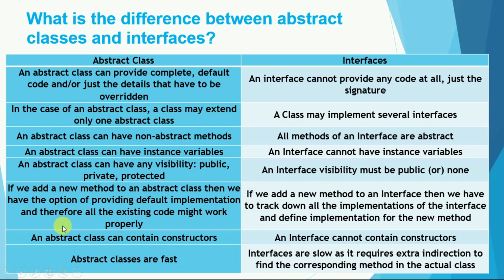Okay, an abstract class can contain a constructor, an interface cannot contain a constructor. We already discussed this on our previous slide. And abstract classes are fast and interfaces are slow, as they require extra indirection to find the corresponding method in the actual class, because we only have a particular method signature. We don't have a body. So we require extra indirection to find the corresponding method in the actual class. Okay, so that's why interfaces are slow.